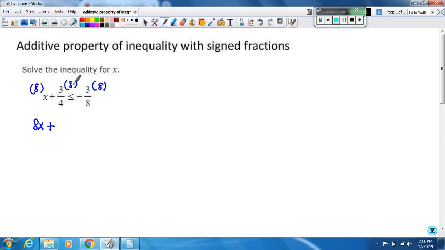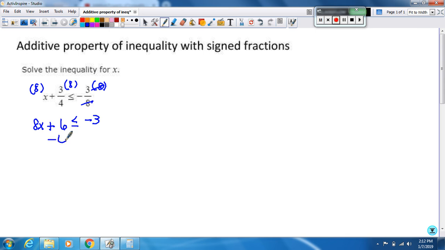Now you multiply the top, divide by the bottom. So 3 times 8 is 24. 24 divided by 4 is 6. Is less than or equal to negative. And on this one, it's obvious to see the top cancels with the bottom. So you just have a negative 3 left there.